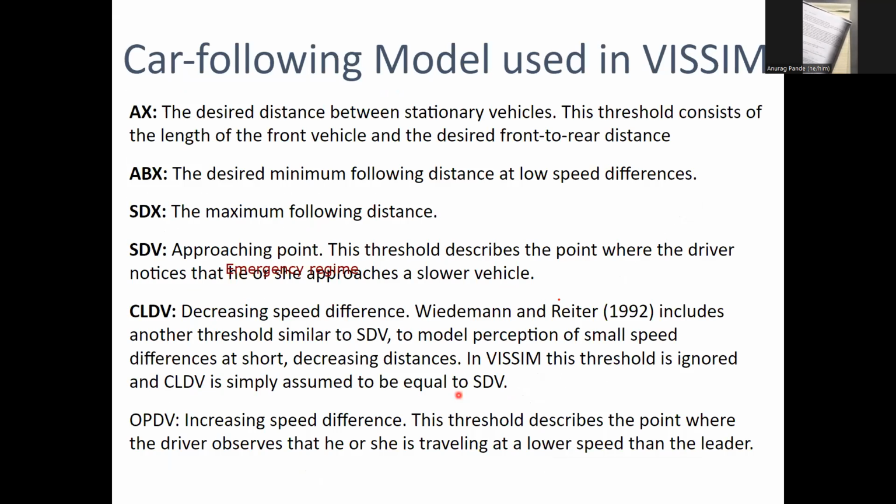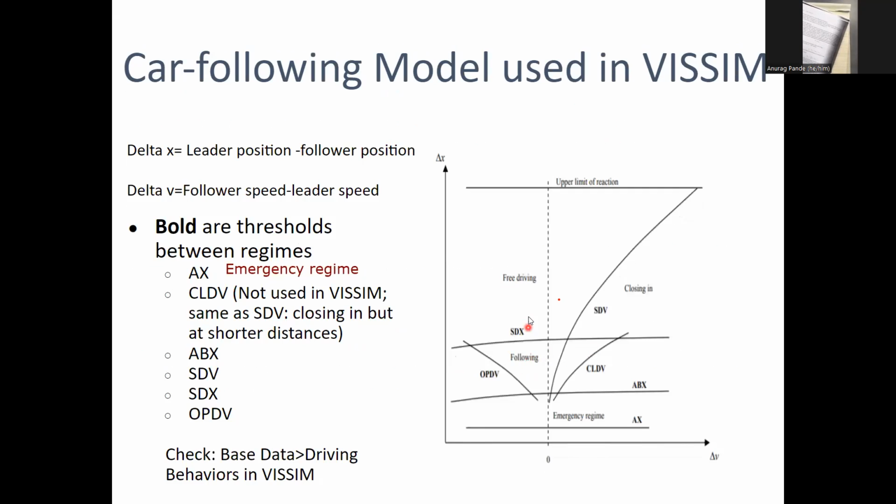So VSIM assigns a different sort of model or acceleration for the follower, depending upon where you're falling in. And then the algorithm is designed to make sure that you are accounting for that. We almost never have to worry about specifically what the model is, because obviously we don't know what the model is. But knowing this is very important, because when you're building a simulation model, you will see that sometimes your queues are not discharging fast enough.